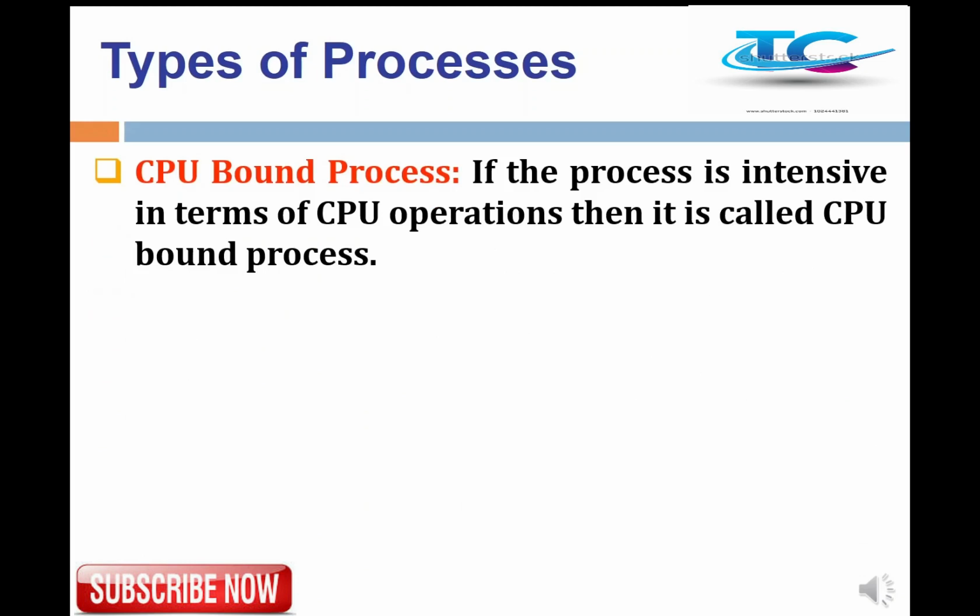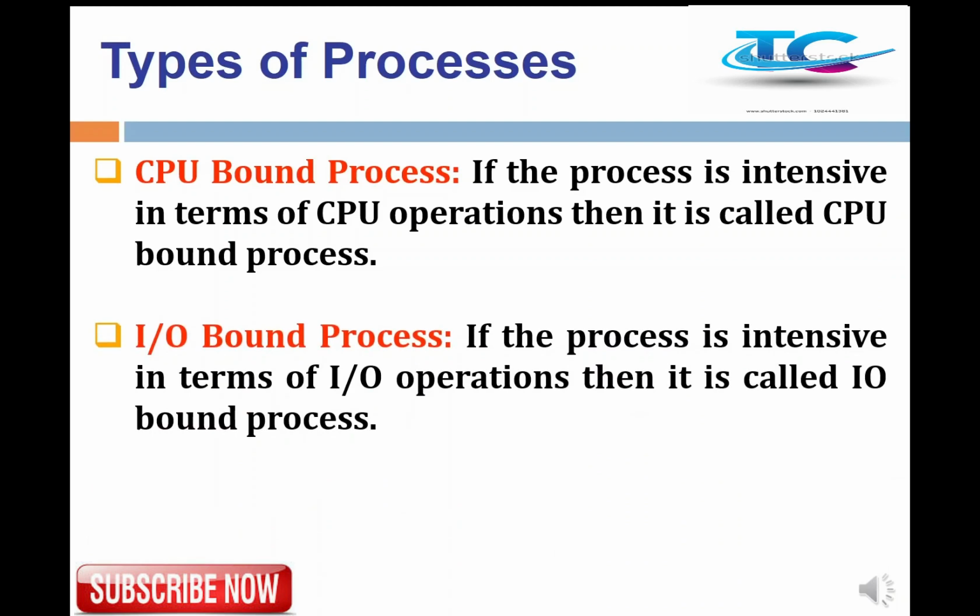Generally, there are 2 types of processes. One is CPU bound process. If the process is intensive in terms of CPU operations, then it is called a CPU bound process, which simply means the process consumes more time on CPU instead of using IO. The other one is IO bound process. If the process is intensive in terms of IO operations, then it is called an IO bound process, which means the process consumes more time on IO instead of using CPU.